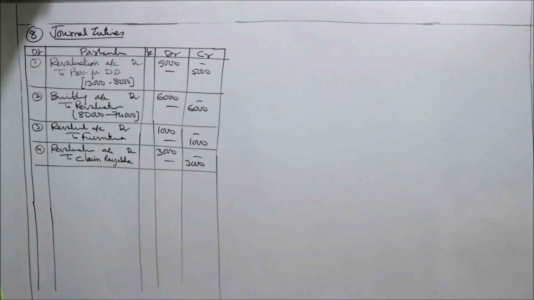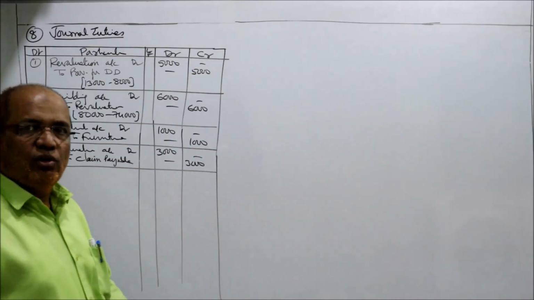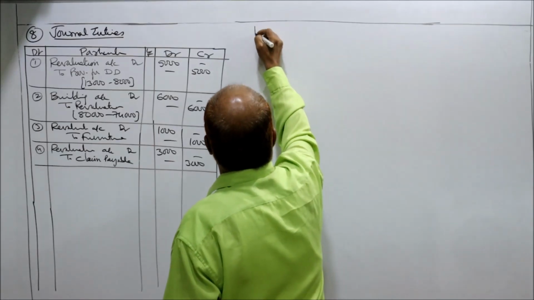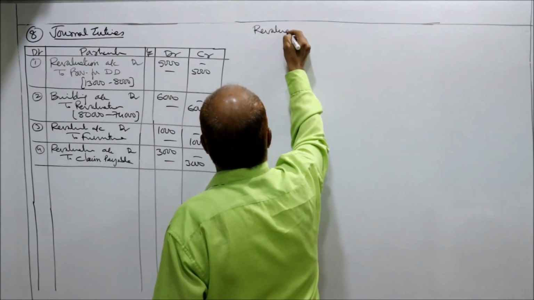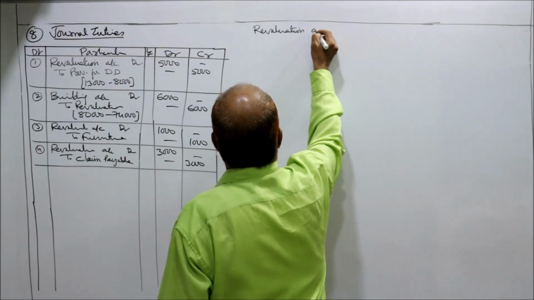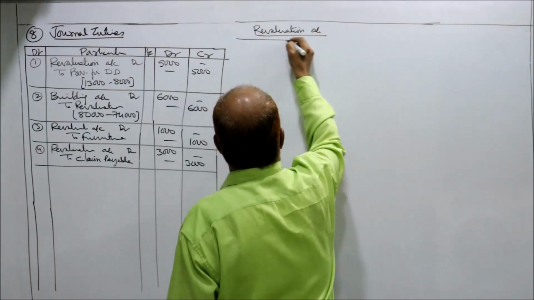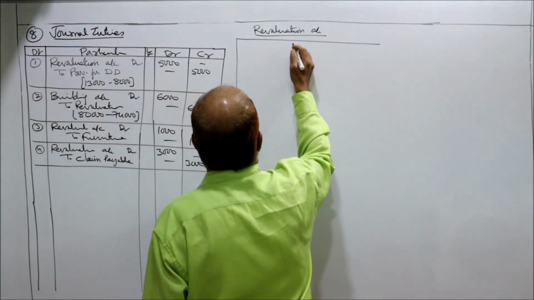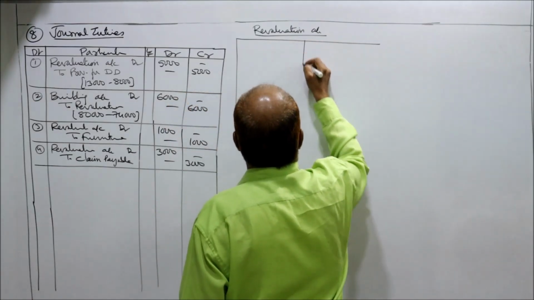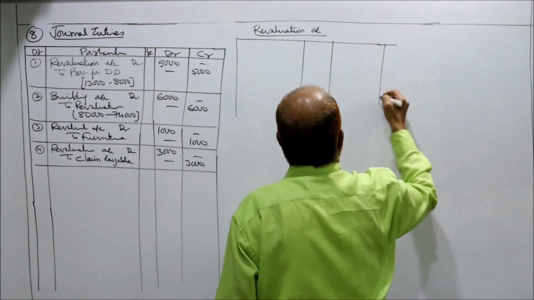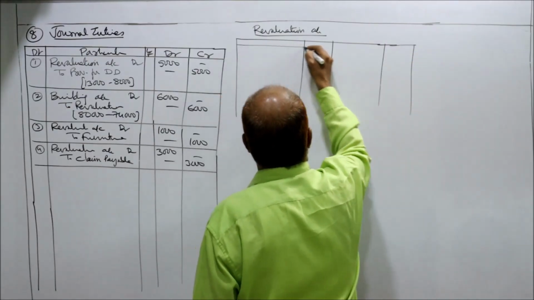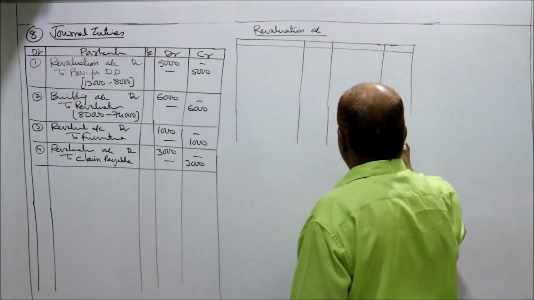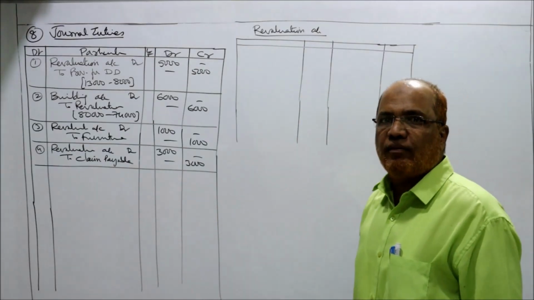Next one, last one is regarding the profit or loss. वो profit or loss की entry बाद में, first of all we have to find out the revaluation account. We have to prepare the revaluation account to find out the profit or loss on revaluation.